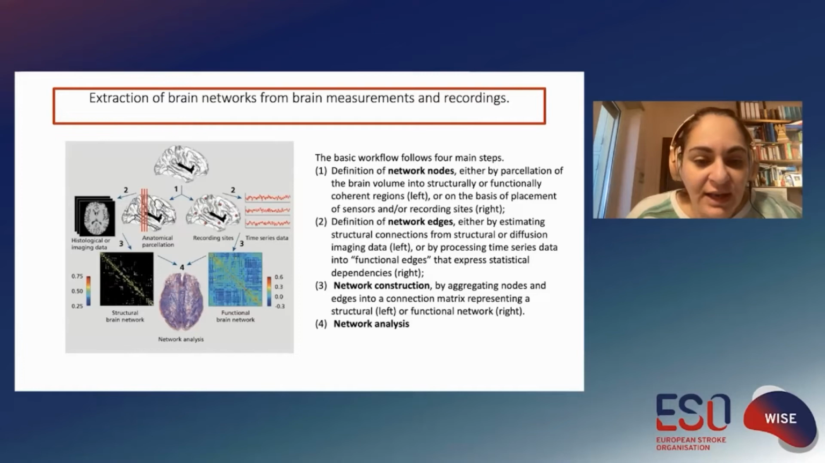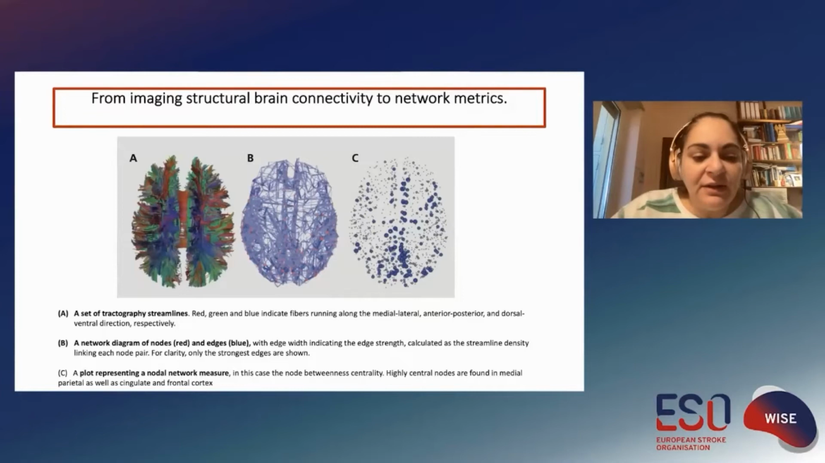The three plots shown here present different ways to represent structural connections in anatomical space. A presents a set of tractography streamlines. Red, green, and blue indicate fibers running along the medial-lateral, anteroposterior, and dorsal-ventral direction, respectively.